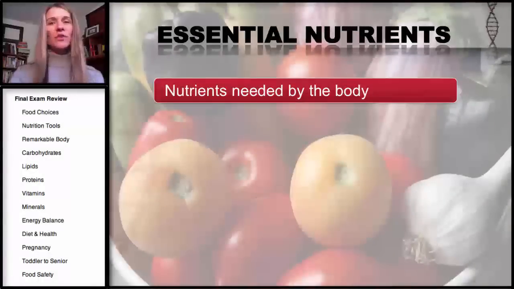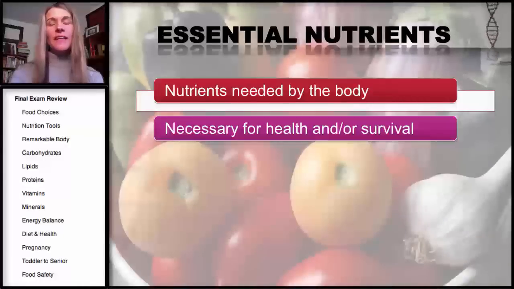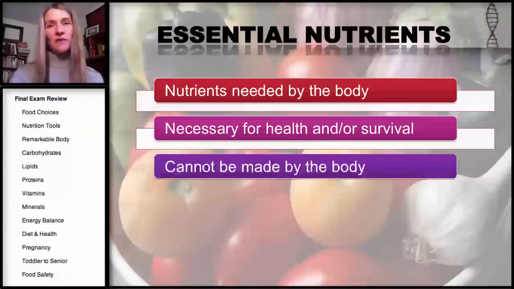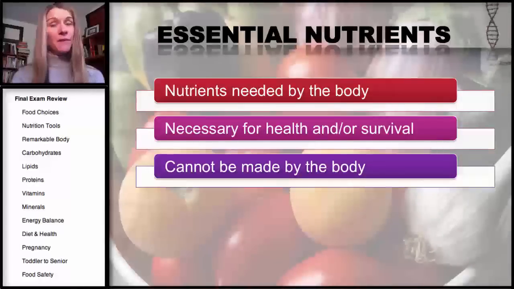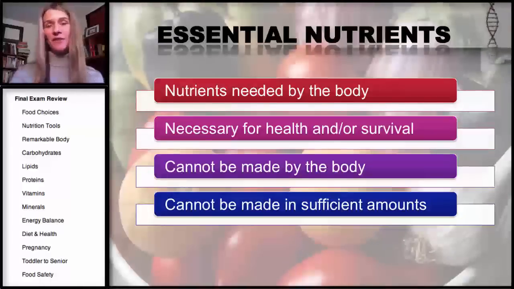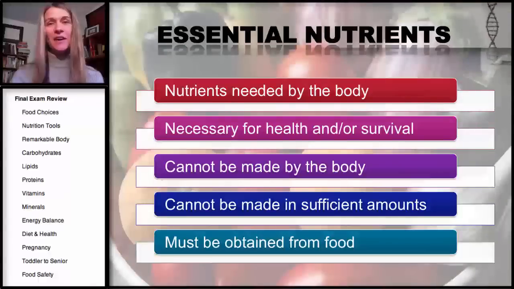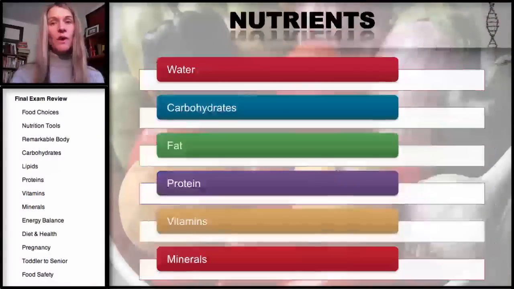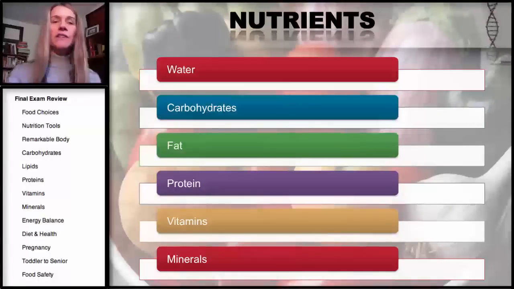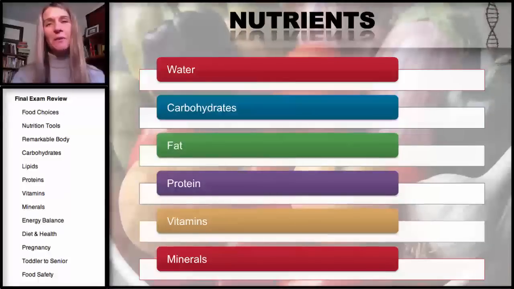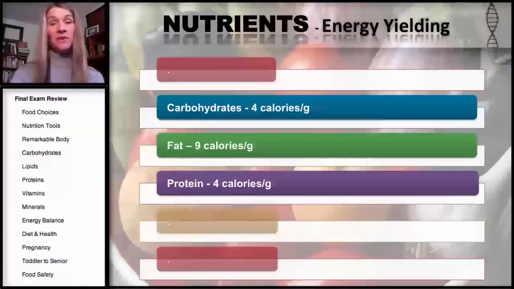Now, what is an essential nutrient? It's a nutrient that is needed by the body. It's necessary for health and survival. It can't be made by the body or cannot be made in sufficient amounts by the body. And it must be obtained from food. So what are these essential nutrients? Well, we started the course with them. They're water, carbohydrates, fat, protein, vitamins, and minerals. These are the 6 essential nutrients that you need for life. We all need for life.